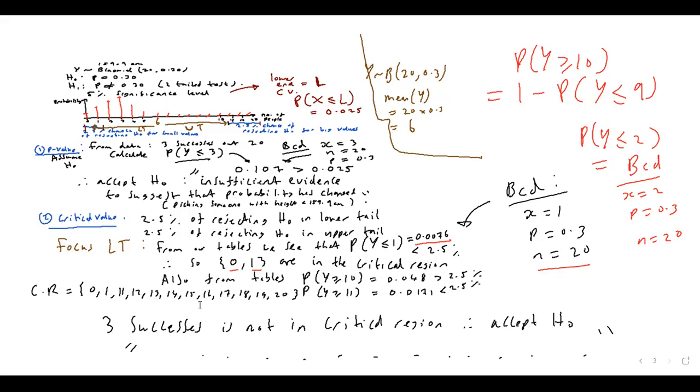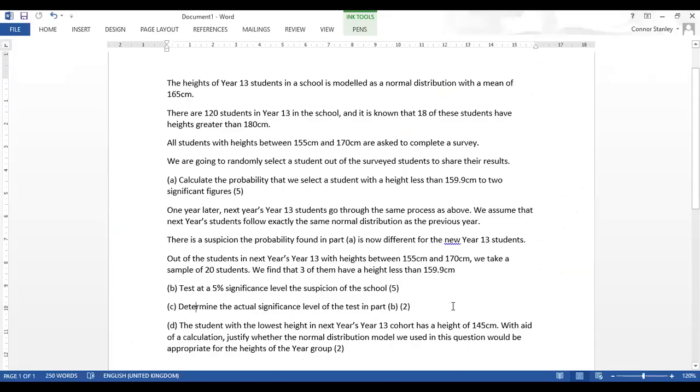So part C, determine the actual significance level of the test. So this is the thing. When you're doing a discrete data hypothesis test, your significance level is not exactly 5%. So the probability that you reject H0 is not actually 5%, because we're dealing with discrete data.